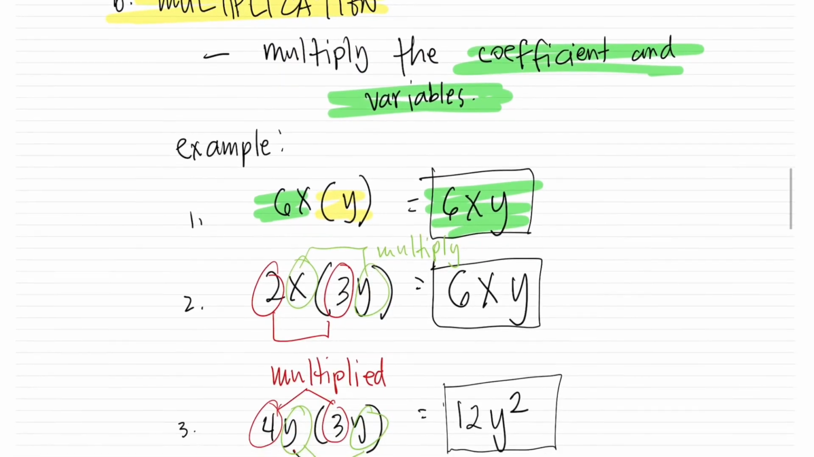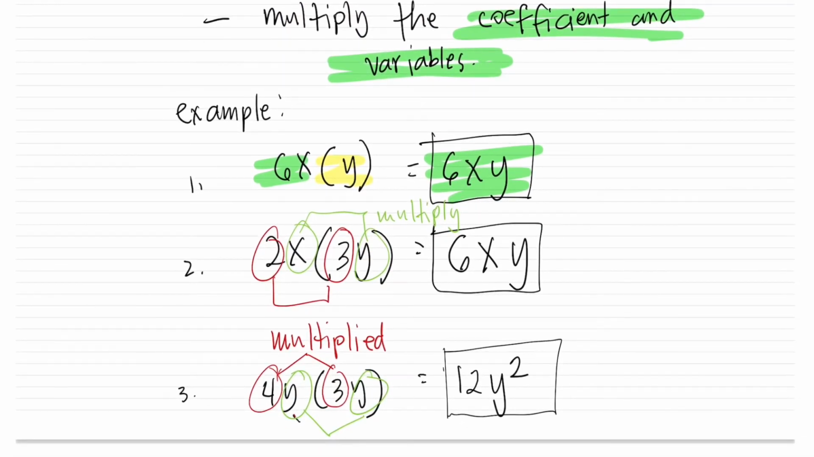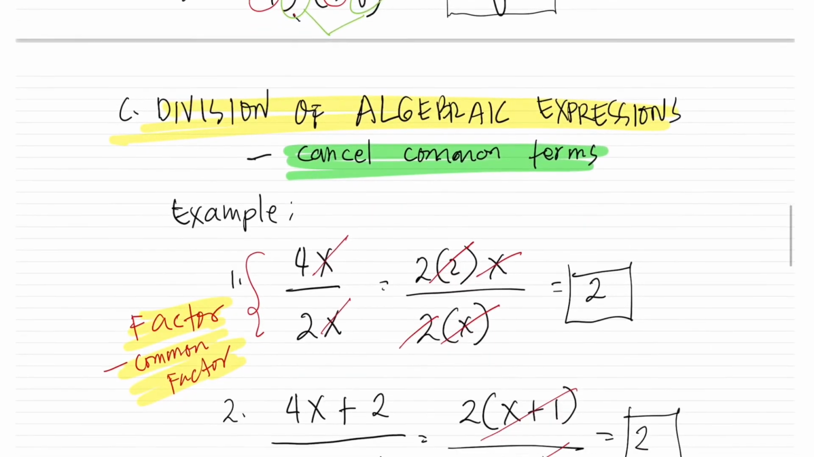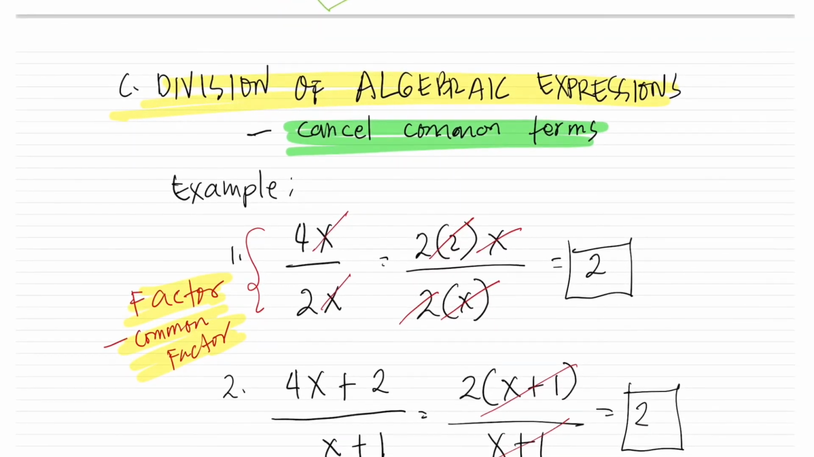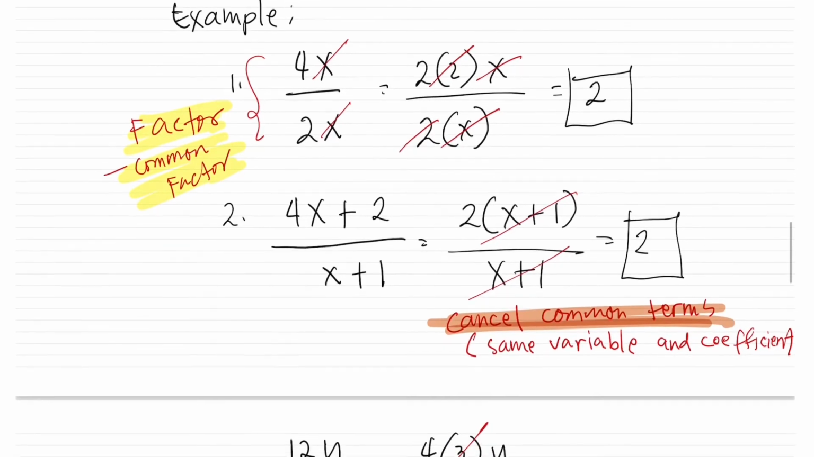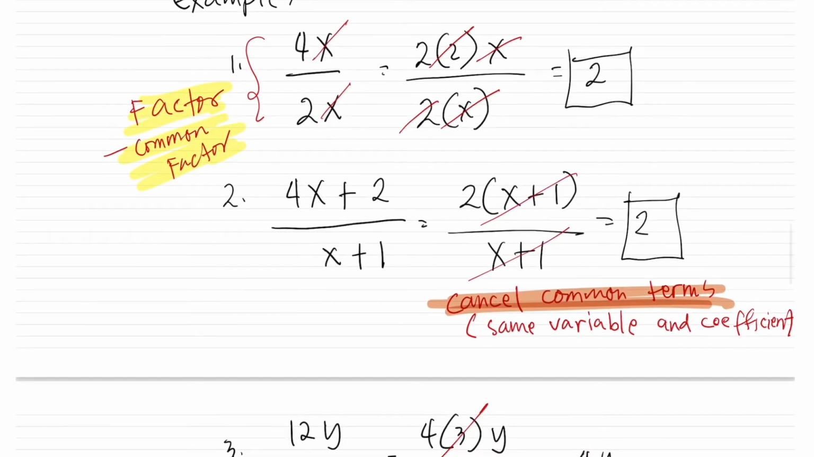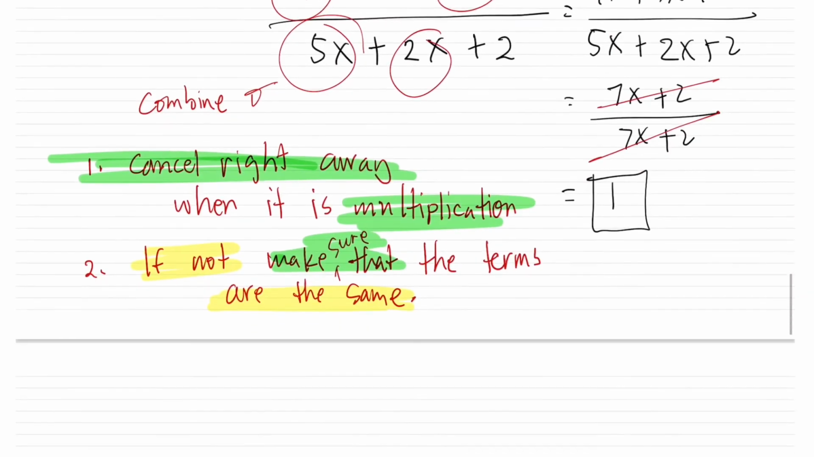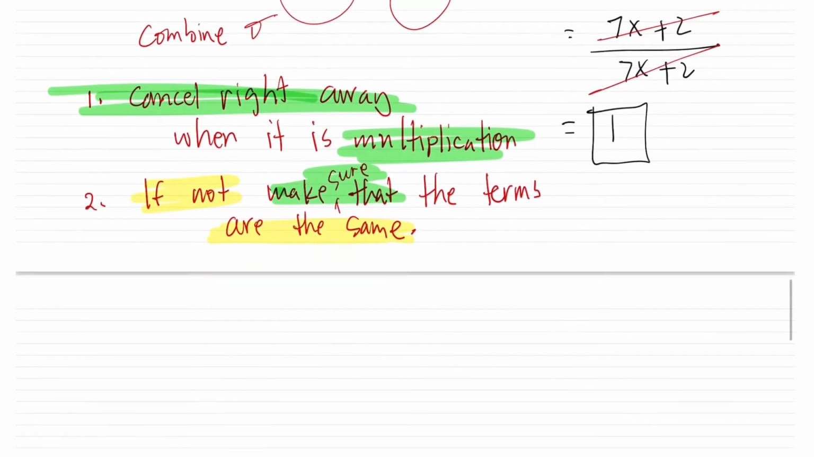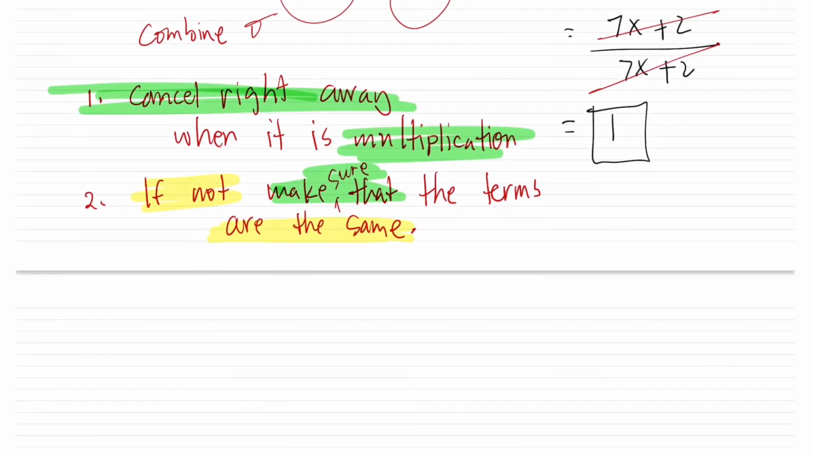For multiplication, same thing, you multiply coefficient and variable. Same thing as when you multiply numbers; the only thing is there is a variable. Now next is division of algebraic expressions. Make sure we simplify that by canceling common terms. How do we do that? We factor it out. Cancel right away when it is multiplication. If not, make sure that the terms are the same.